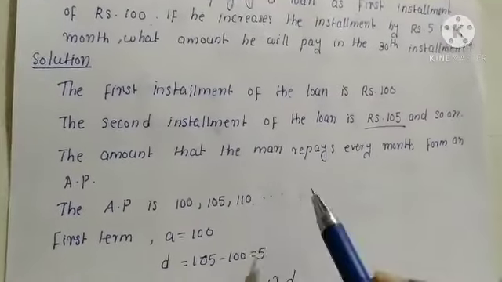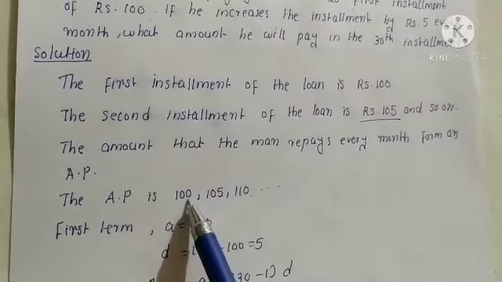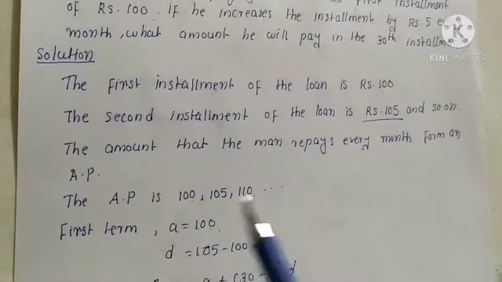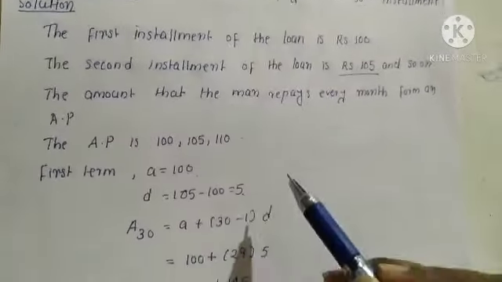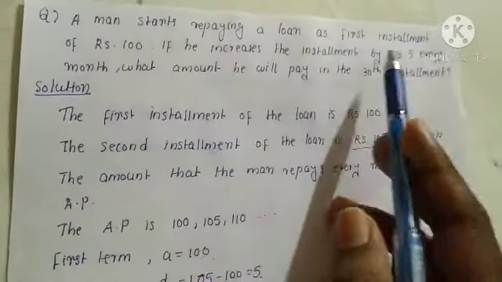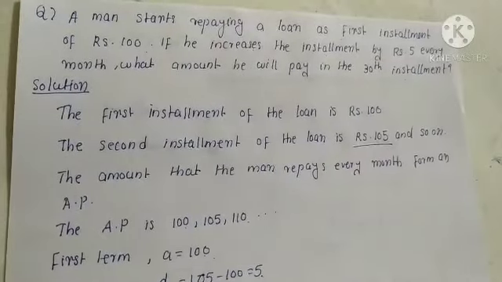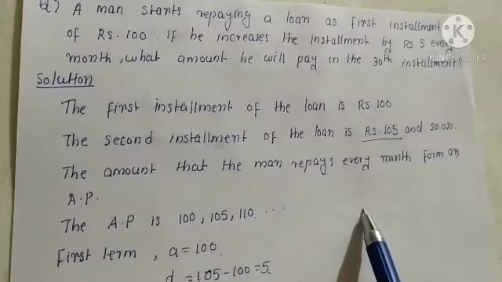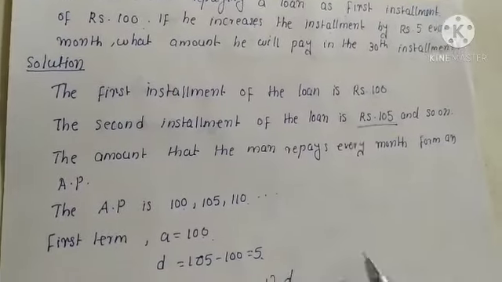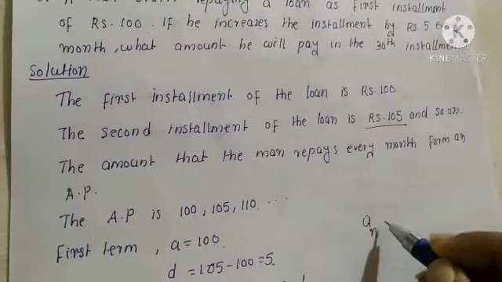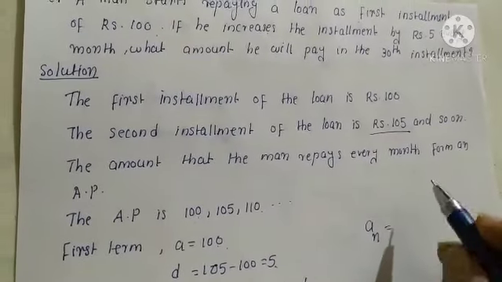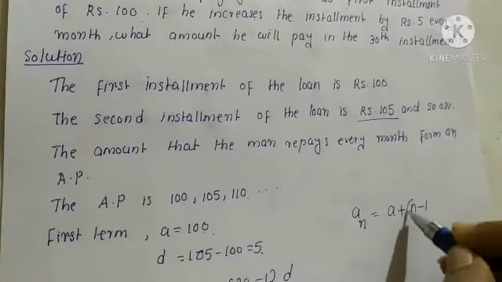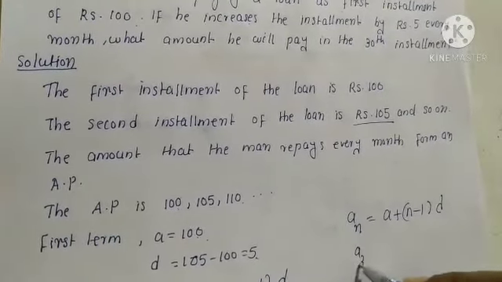So it is clear that the first term is 100 and the common difference is 105 minus 100, which gives 5. In this question we need to find the 13th installment, that means the 13th number in this AP. We know the standard formula for finding the nth term is a plus n minus 1 into d. So here we need to find the 13th term.